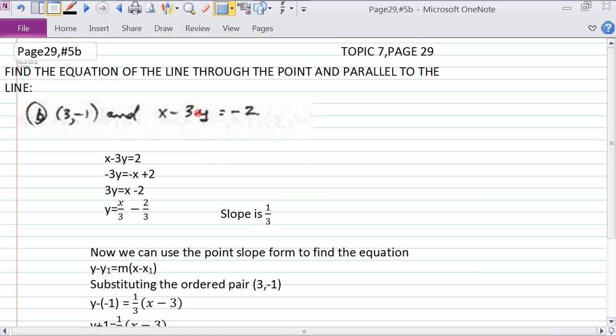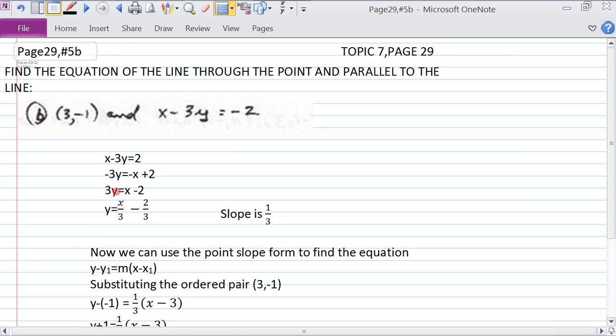So the first thing we're going to do is take this equation and find out what its slope is. So what I've done is said x minus 3y equals 2, minus 3y equals minus x, because I've transposed the x term from the left to the right, and the 2 remains the same. Now I'm just going to multiply through by minus 1. So I get 3y equals x minus 2. I multiply this by minus 1, I get that. Multiply that by minus 1, I get this. Multiply plus 2 by minus 1, and I get this.